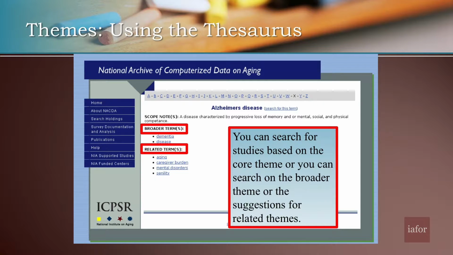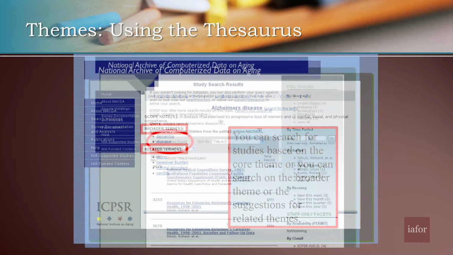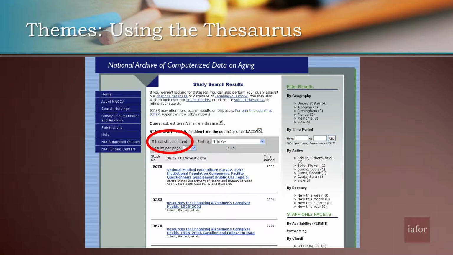Look at broader terms. You can go up: dementia, disease. You can go down or look at related terms. You can use the thesaurus to find broad themes or very specific themes for related data. If indeed you go just for Alzheimer's disease, then it'll find the studies that have Alzheimer's disease as their primary theme. We at this time have about 5 studies that specifically deal with Alzheimer's. It's something we'd like to see more data on, but we do have some.